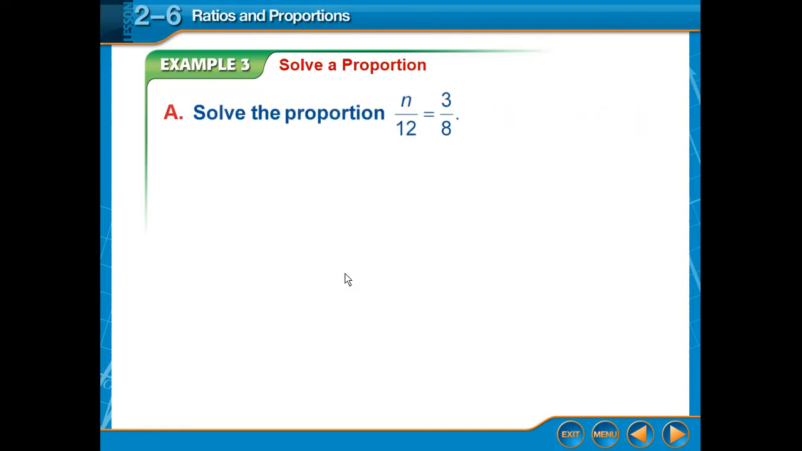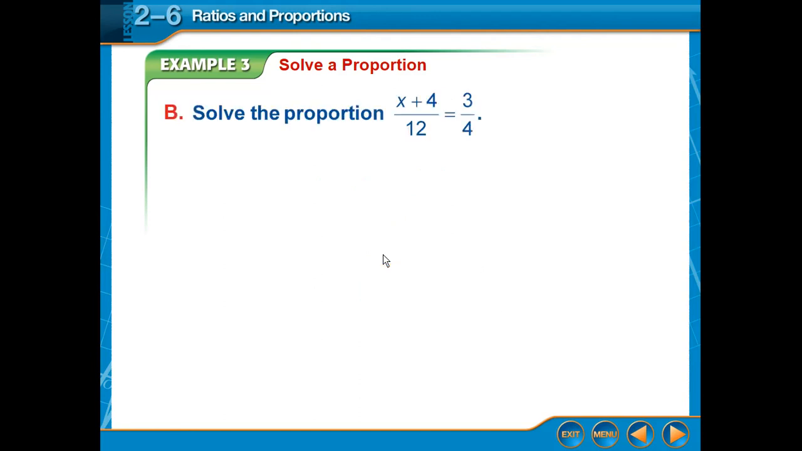Okay. We can also use cross products to solve a proportion. They're telling us that, in this case, the ratios are equal, and we want to know what n is. So we're doing our extremes, n times 8, or 8n, times our means, so 12 times 3. So we get 8n equals 36. Divide both sides by 8, and we get n equals 4.5. Okay, and that's solved. Now we know n.